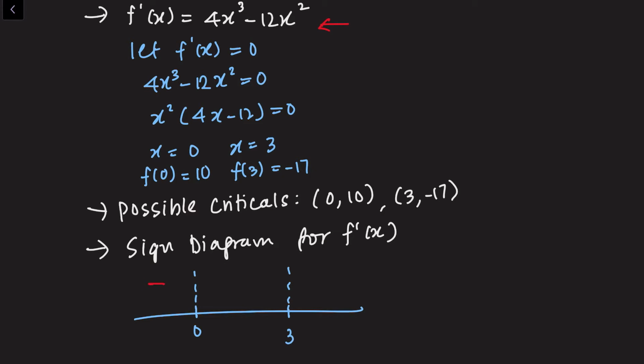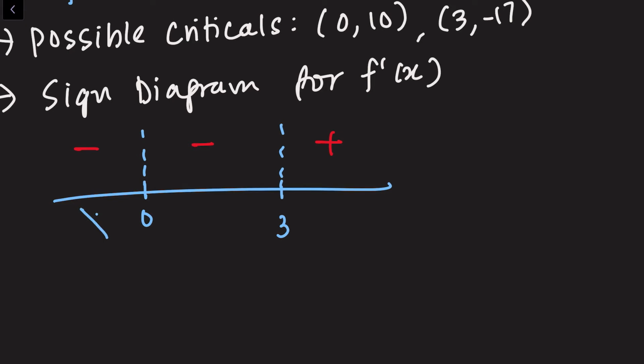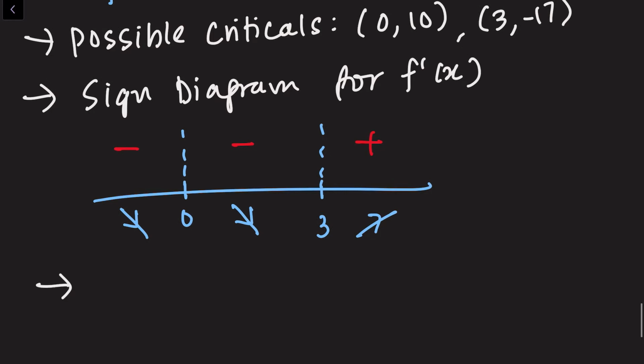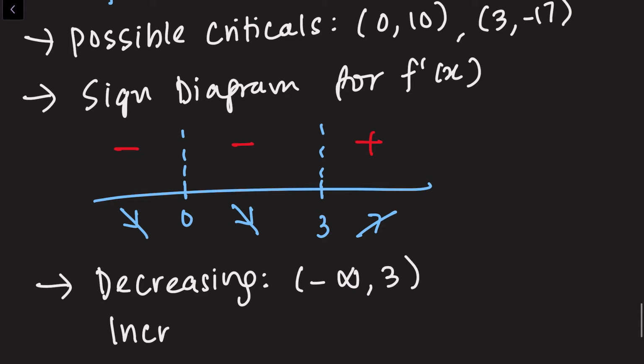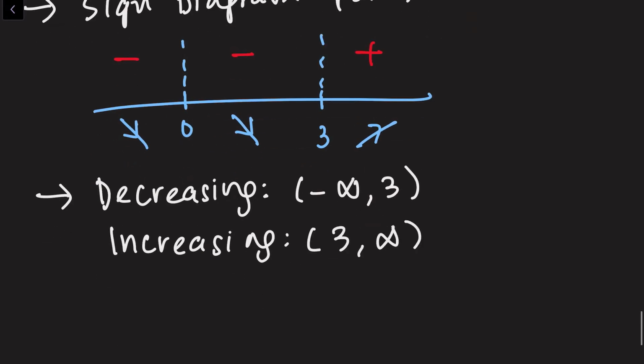Then what about in between 0 and 3? You simply sub in maybe a 1. f prime 1 is negative, it's still negative. Then after 3, you simply sub in a 4, it is positive. So the graph will be decreasing, then increasing. If you like, you can write it is decreasing from negative infinity to 3 and increasing on 3 to positive infinity.